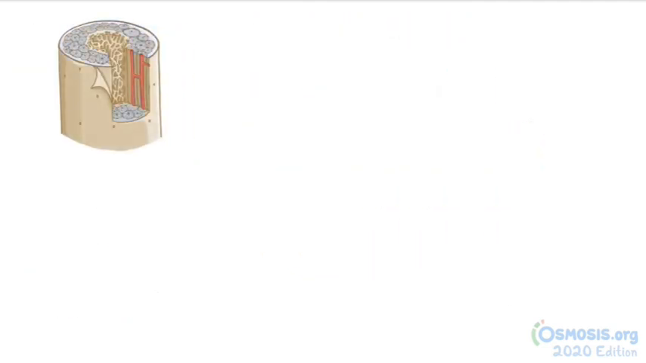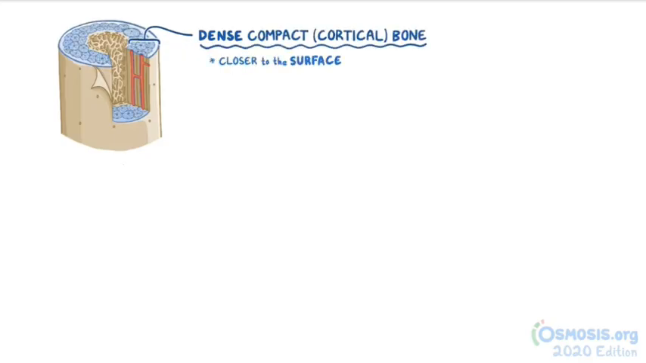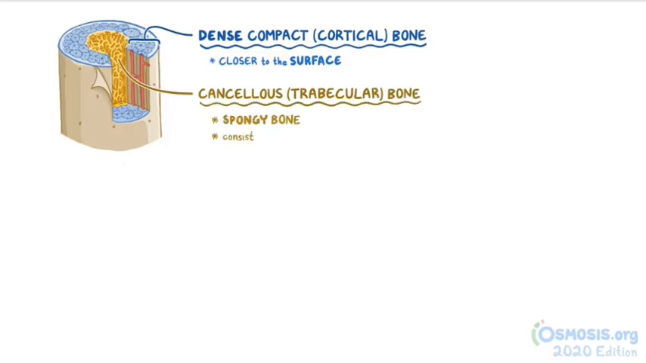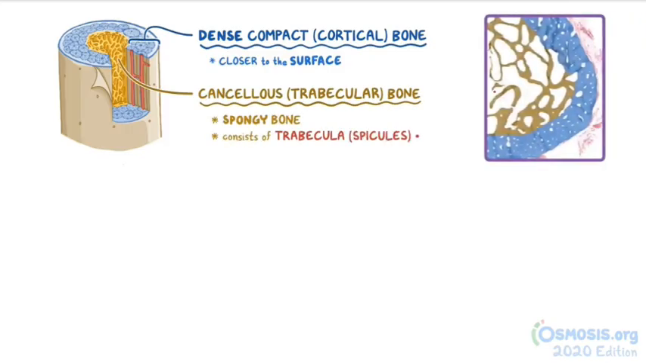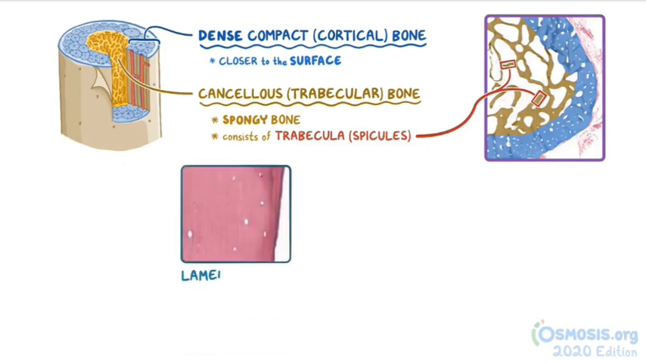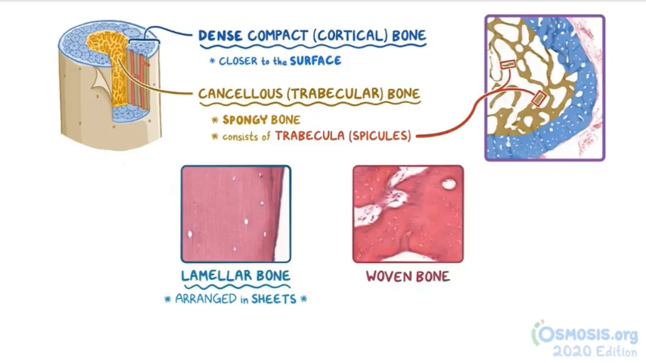Alright, as a quick recap. Morphologically, bones have two main types: the denser, compact, or cortical bone, which is found closer to the surface, and the cancellous, or trabecular bone, which is the spongy bone that consists of trabeculae, or spicules, that form interconnecting cavities. Microscopically, the lamellar bone is arranged in sheets of collagen matrix, and woven bone has collagen fibers that are arranged randomly.